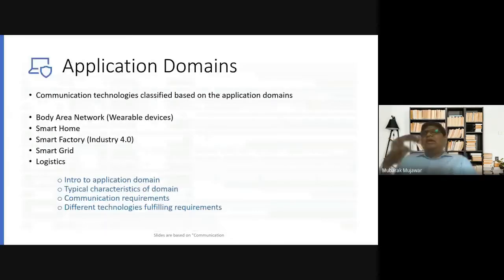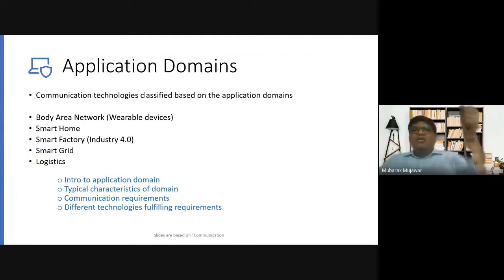Now let us look into these frequencies, multiplexing and wireless technologies for 5 different application domains. What we'll do is look at 5 domains, which is the wearable sensing device domain, or we also call it body area network. Then another application domain we'll talk about is smart home. Then we'll talk about smart factory, Industry 4.0, as we discussed in the morning. And we will talk about smart grid and logistics.